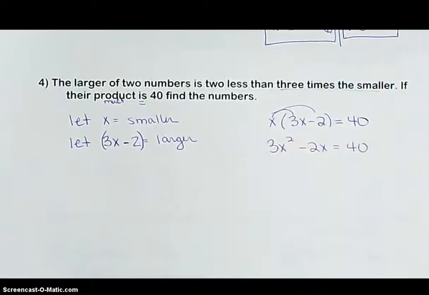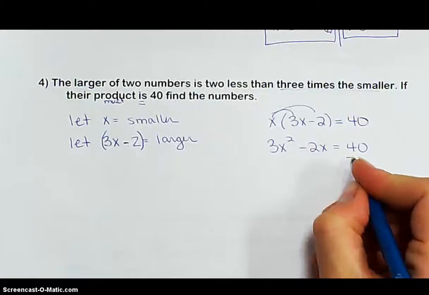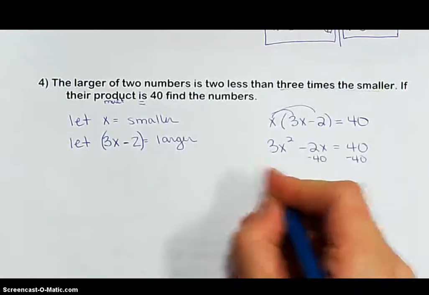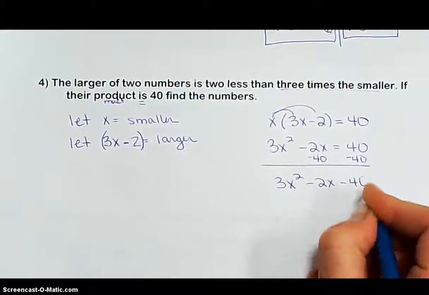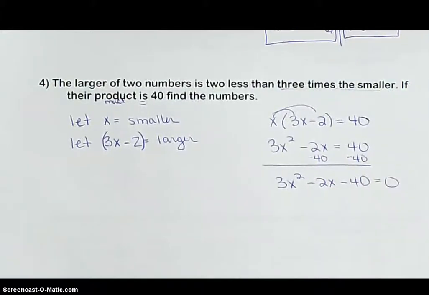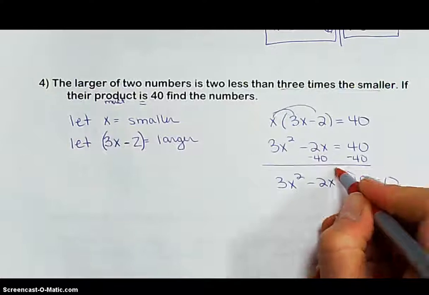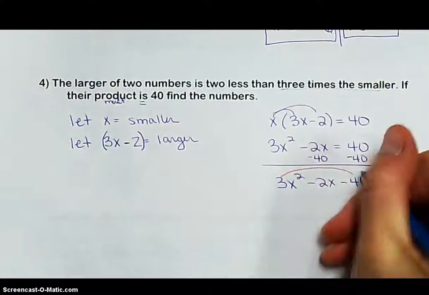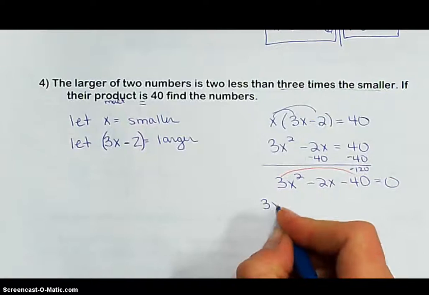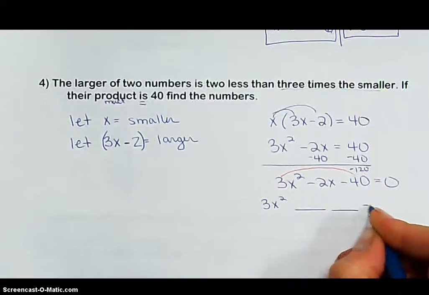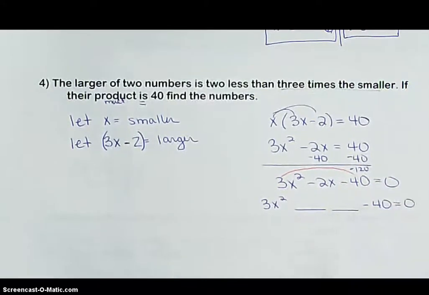X is squared, so we're going to have two answers. We have to set this equal to 0, so I'm going to subtract the 40: 3x squared minus 2x minus 40 equals 0. Now, there's no GCF, and I can't use trinomial because the number in front is a 3. So we're going to have to use factor by grouping. We multiply the first term and the last term together and get negative 120. So now I'm going to write 3x squared blank blank minus 40 equals 0.